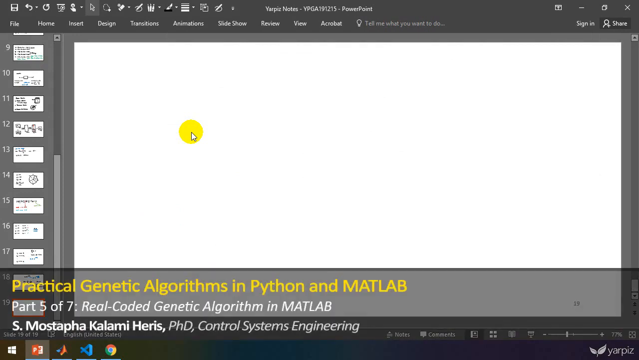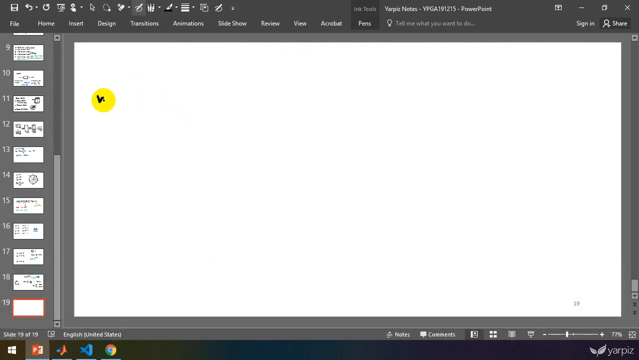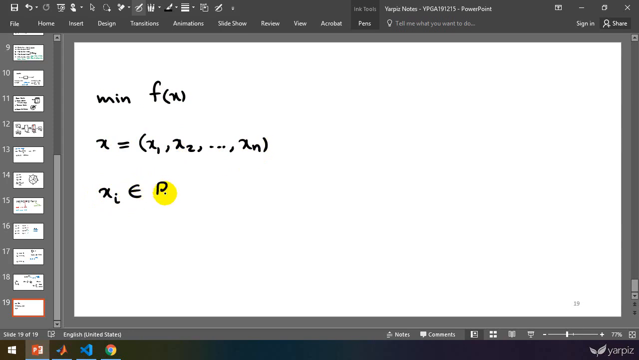Before we start implementation of real coded genetic algorithm, we must discuss the general structure of a real valued optimization problem. We're going to minimize the value of a function f of x, and we know that x is a structure. It contains these elements x1, x2, up to xn, and all of these elements are real numbers. Actually, they have their specific range from the lower bound of the ith variable up to the upper bound of the same variable. We may have different ranges for different decision variables.